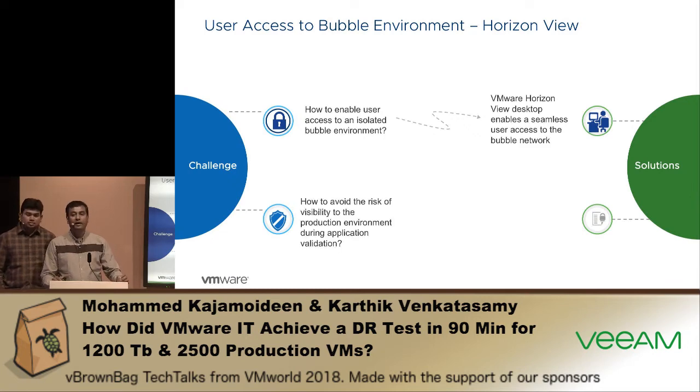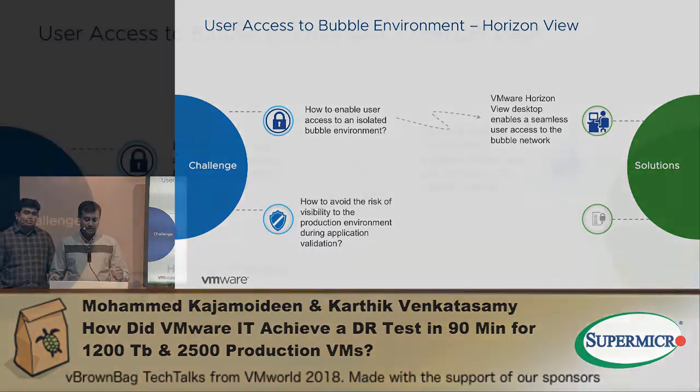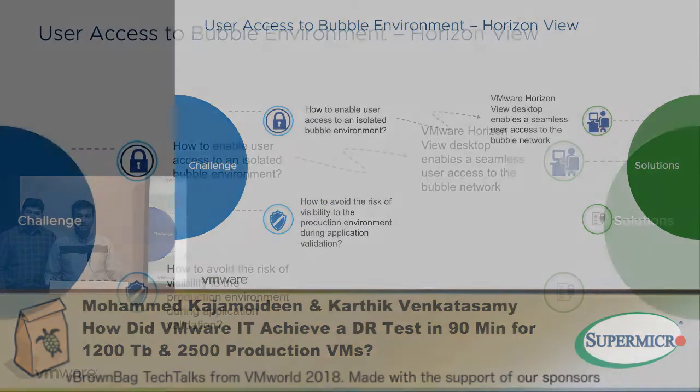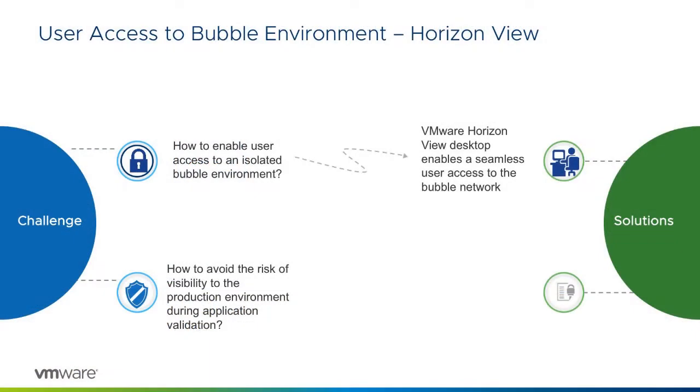We need to note one point. All the production VMs which are recovered into the DR side are using the same IPs as production. So when a user connects to this View desktop, they might wrongly connect to the production environment by mistake and perform the application validation there. So how can we overcome this challenge?